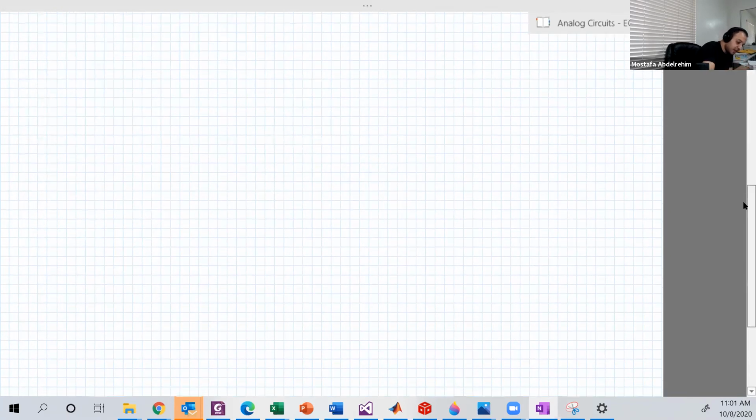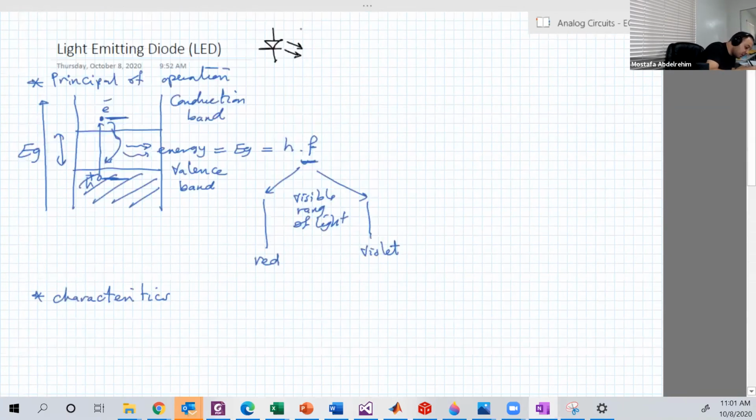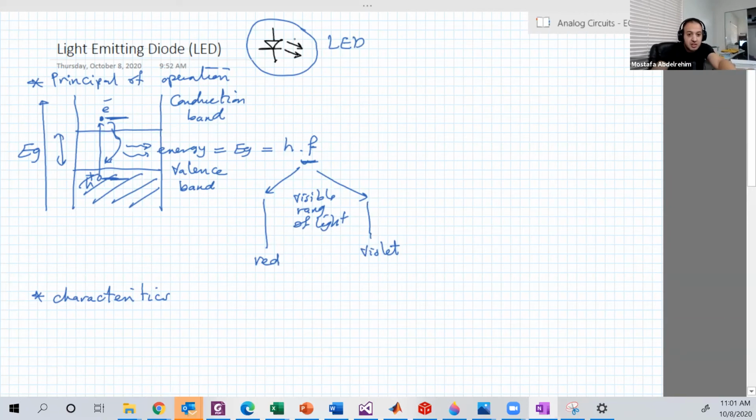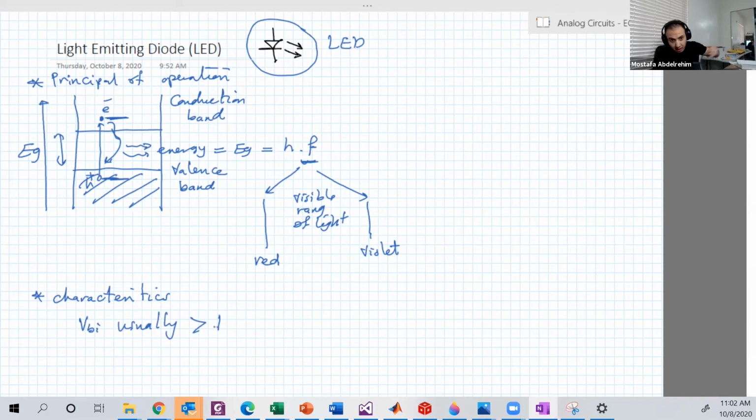And this is actually the symbol for LEDs, just like the regular symbol that we use for a diode, but we draw two arrows out of that diode to say that it emits light. First of all, their VBI, the built-in voltage, is usually larger than 1. That basically depends on the type of material that you are using and also the doping. But it's usually larger than 1.